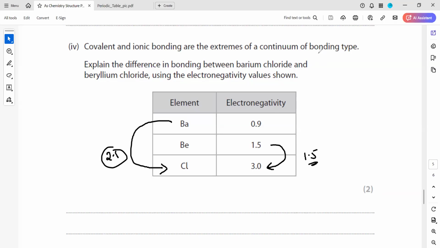Is it clear about the type of bonding? How will you get the mark? You will refer to the difference. You will say in beryllium chloride, the electronegativity difference is 1.5, whereas in barium chloride, it's 2.1. So barium chloride is more ionic and less covalent, and same thing for beryllium chloride, it is more covalent, less ionic.